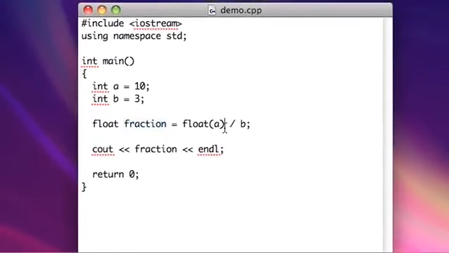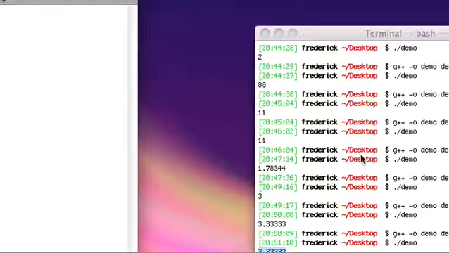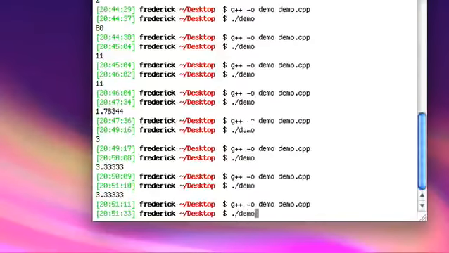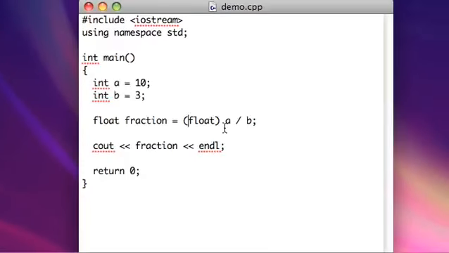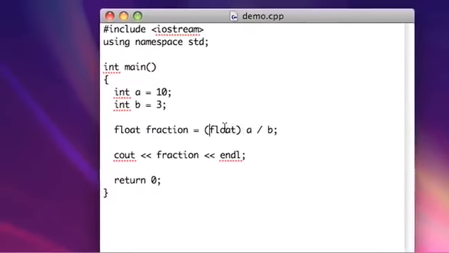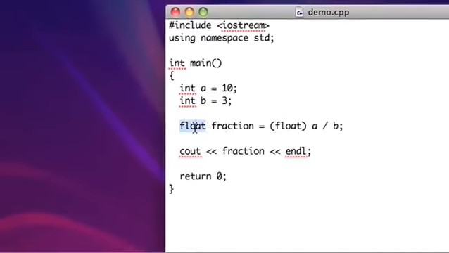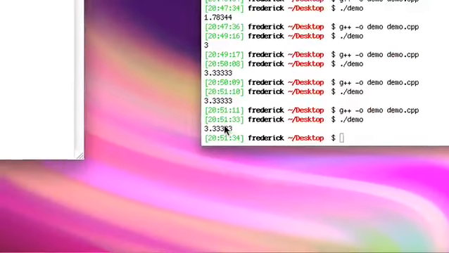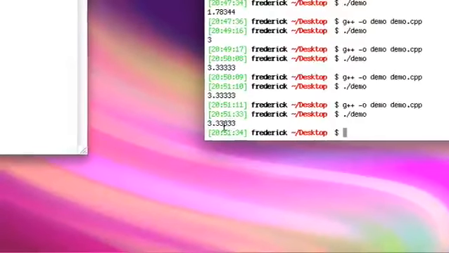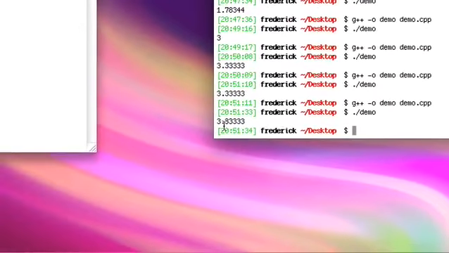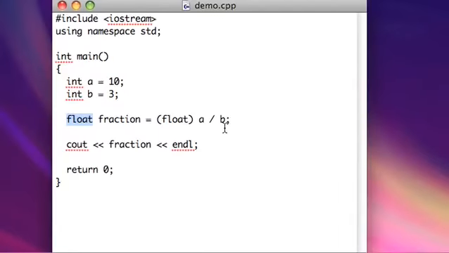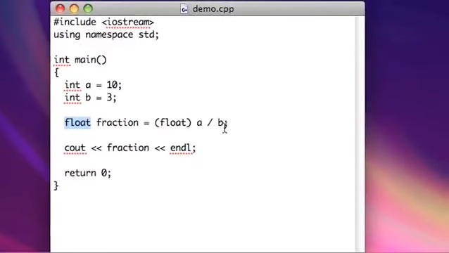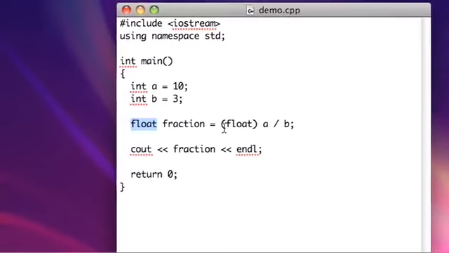You can also see this written in parentheses like this, float a over b, and that should have the same result, 3.333. So that can be useful when you need to do some quotients with integers and you want precise decimals. Obviously, this does have a limit to its precision because it doesn't go on forever. So that's something to keep in mind. There is a limit to how precise these decimal numbers can be.